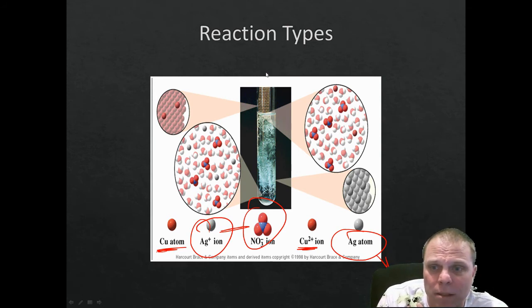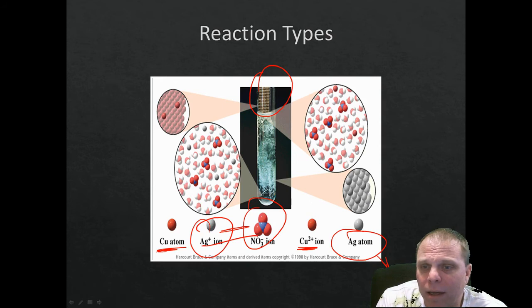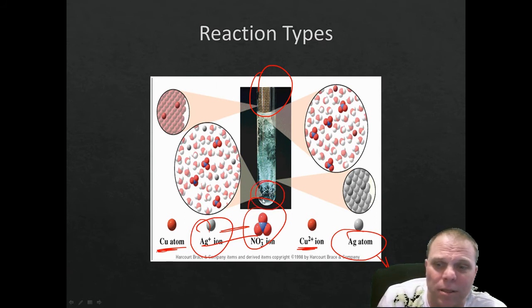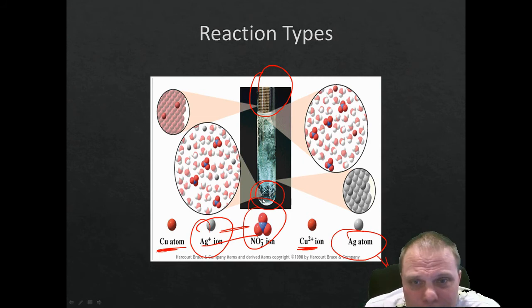So what we're seeing here, we've got this little copper wire, and as it's sitting inside this silver nitrate solution, the copper is actually joining into the liquid. It's going to become a little bluer as time goes by, and then the silver is actually precipitating out. So there's silver that's coming out of solution there, basically.